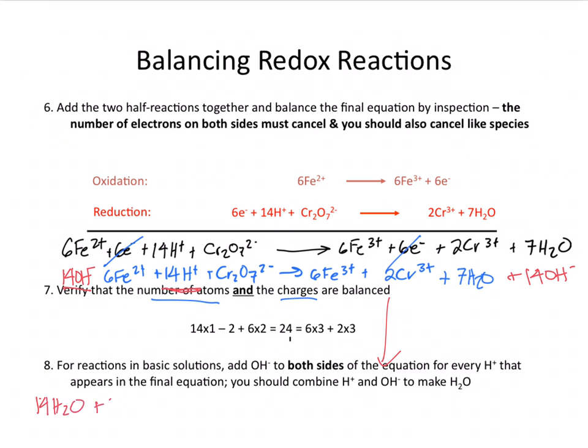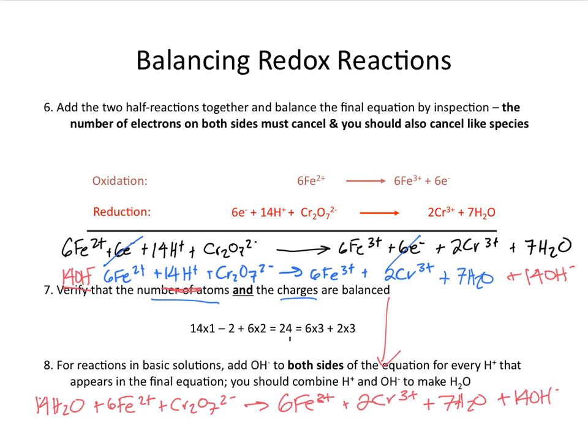We're going to bring down all the other species. Make sure that you're writing your charges. That gives us 6 Fe3 plus, plus 2 Cr3 plus, plus 7 H2O, plus 14 OH minus. Once we've added the hydroxide ion and combined the hydroxide and H pluses to give us H2O, we're then going to simplify.